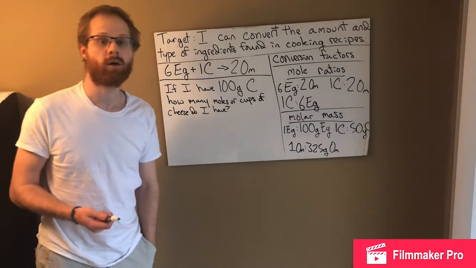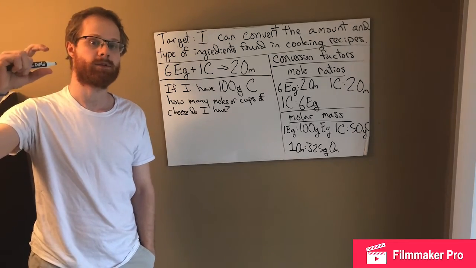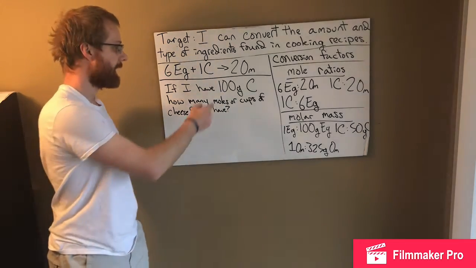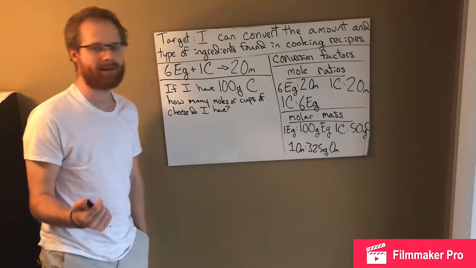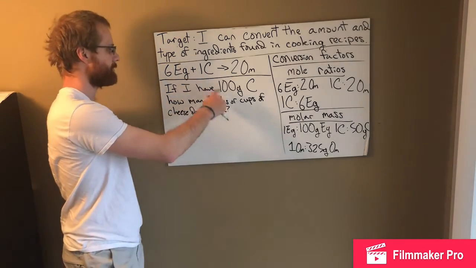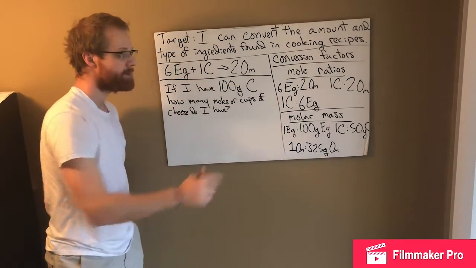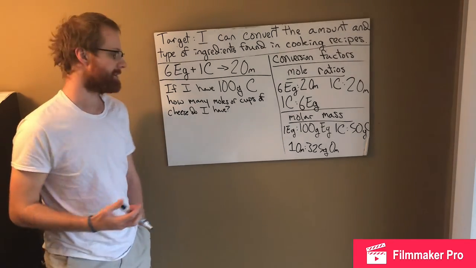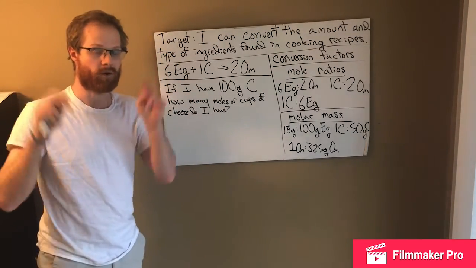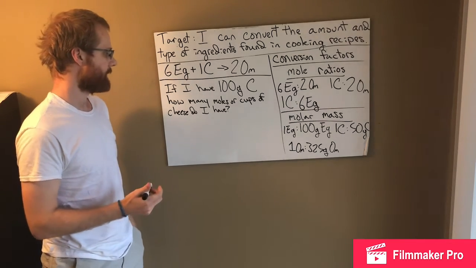Well, sometimes we're not told how many cups of cheese we have. Sometimes I like to buy those bricks of cheese, and the brick of cheese says I've got 100 grams of cheese. But that doesn't help me that much. I can't just take 100 grams and put it in here. I need to use my mole ratios to figure out how many cups of cheese I'm going to need, or how many moles of cheese I'm going to need. So how do we do that?